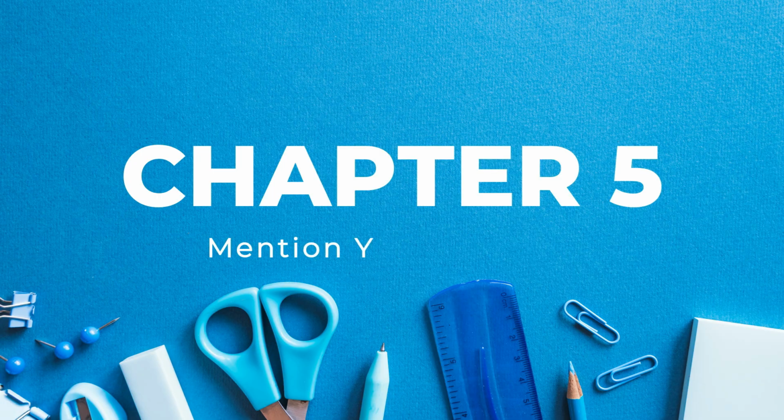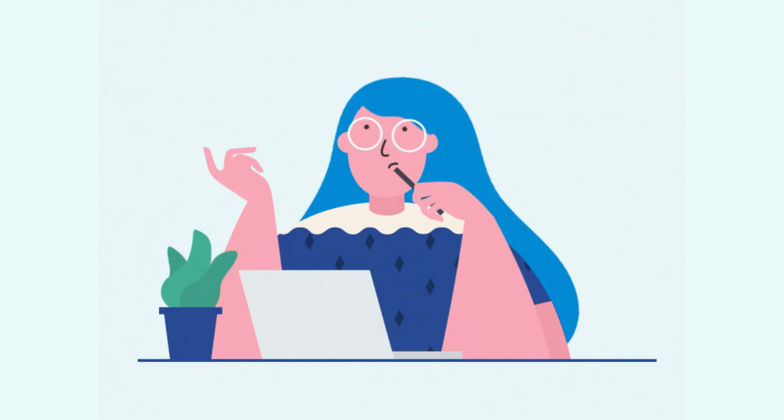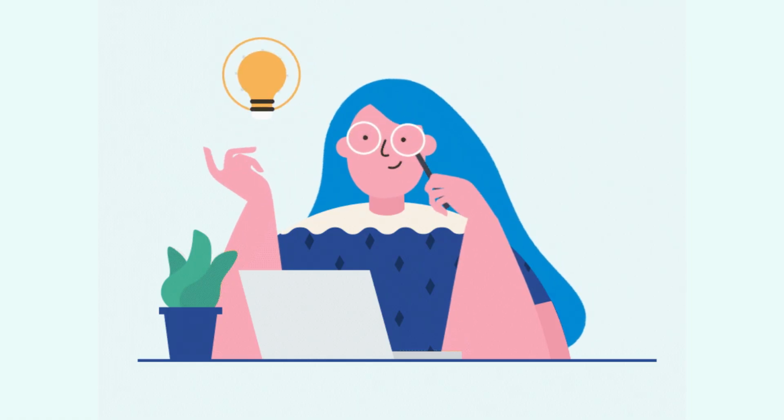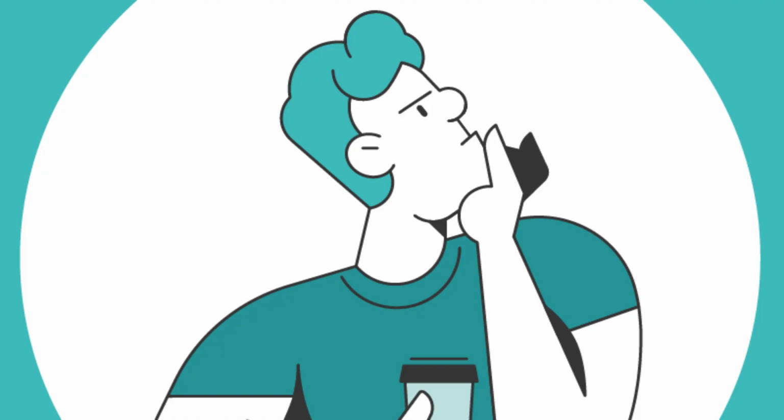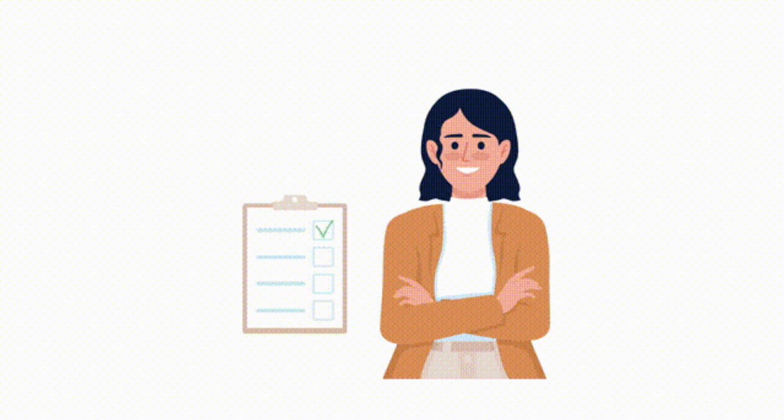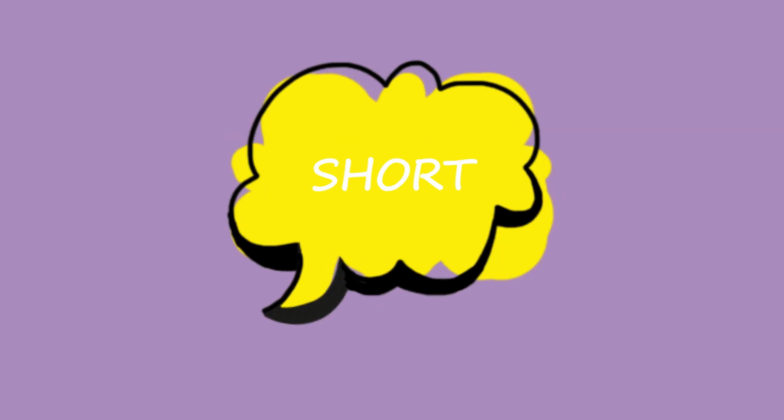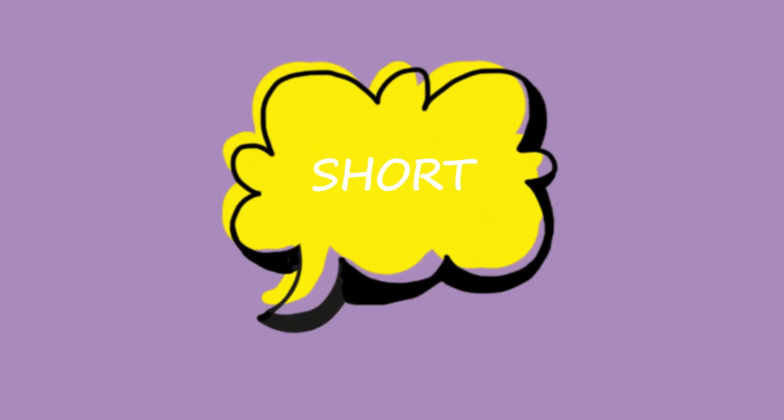Chapter 5. Mention your method. How did you get your answers? Say it fast, say it clear. Briefly state your research method. Was it a survey, a lab experiment, a case study? Readers need to know how you explored the problem, but keep it short, 1 to 2 lines max.